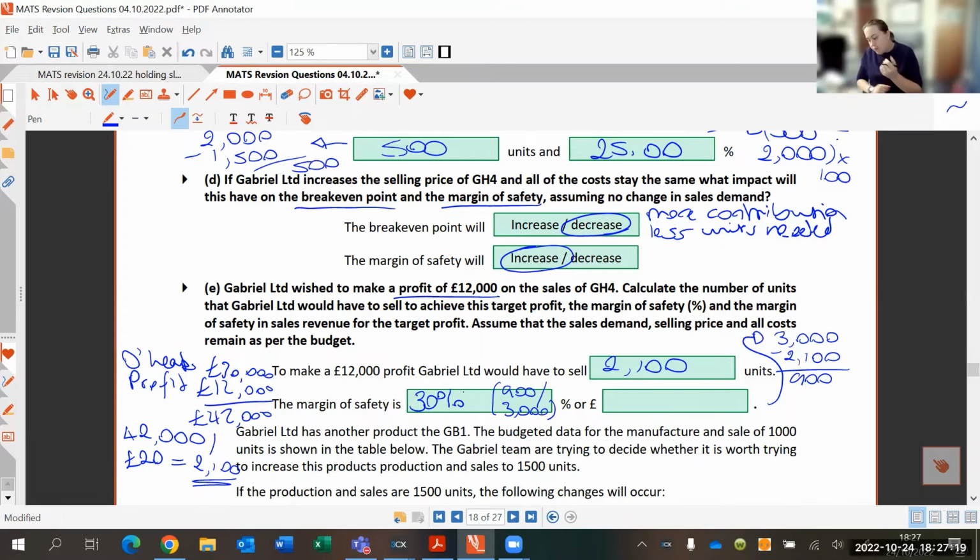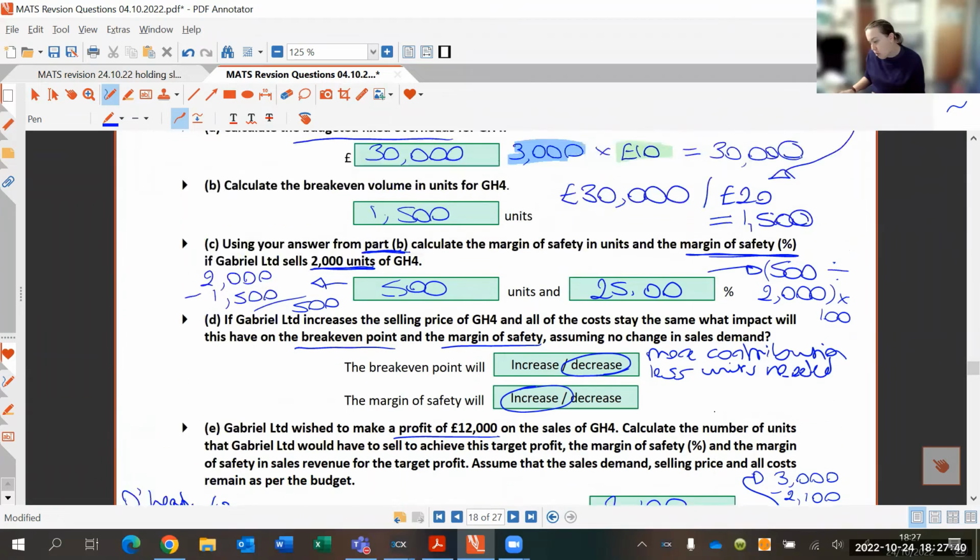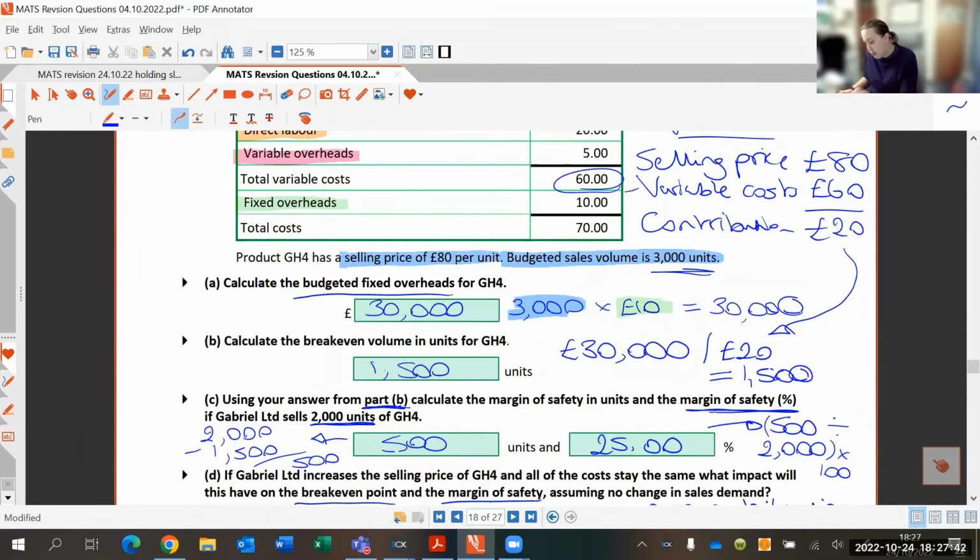Yeah. Now then, how we do the margin of safety revenue is a little bit different. Okay. So what we do is we look at the number of units in the margin of safety. Again, that's our 900. And we multiply it by our selling price per unit, which is that £8 that we had originally. Yep.